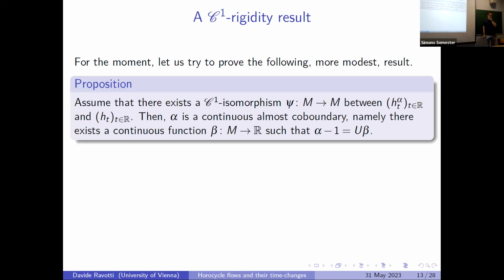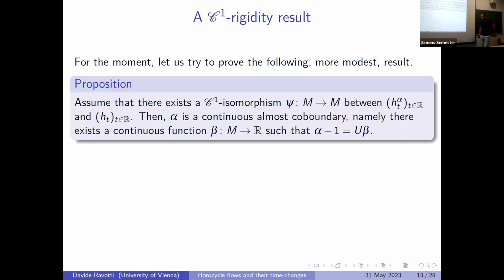So this is a much weaker result, because instead of assuming a measurable isomorphism, I'm assuming a smooth isomorphism. But still it's a partial converse, right? We assume that there is an isomorphism, and yet we can deduce that the function that induces the time change has to be of a very special type. So in particular, if you knew that this function was not a continuous Moscow boundary, then you can say, okay, at least from a smooth point of view, these two flows are different flows. They are not isomorphic.